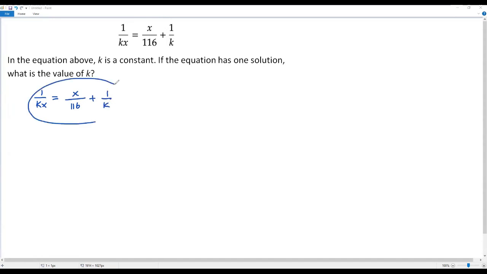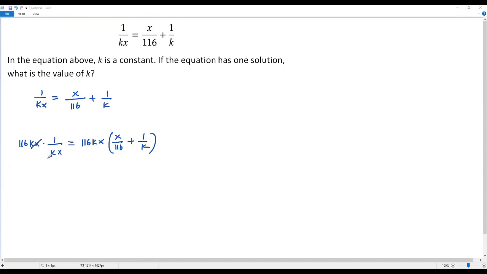Now let's do some simplification in this equation. For that, we have to get rid of all the three denominators we have over here. When I consider the denominators, I find k in this denominator, I find x over here, and I find 116. I have to multiply both sides of this equation by 116 times k times x to get rid of all the three denominators. Okay, now let me multiply both sides by 116kx. On the left side first, times 1 over kx. On the right side, 116kx multiplied by x over 116 plus 1 over k.